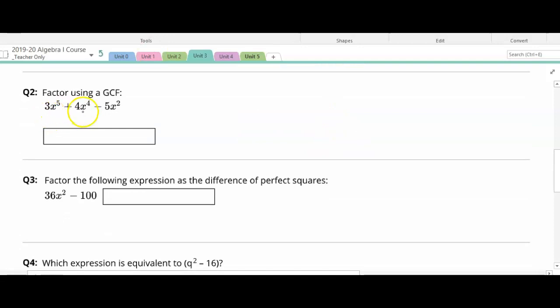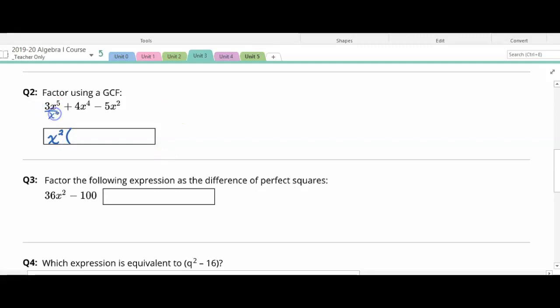Now we have 3 terms. We need to factor using a greatest common factor. Well, 3, 4, and 5 do not have a greatest common factor other than 1. The first term has 5 x's, the second term has 4 x's, and the third term has 2 x's, so the greatest common factor is 2 x's, x squared.